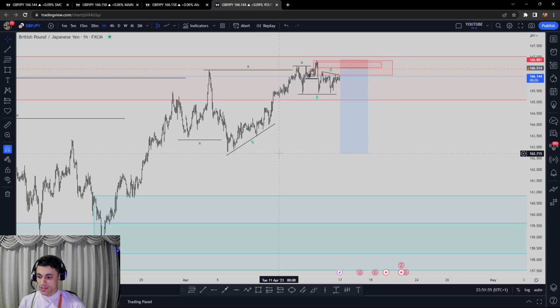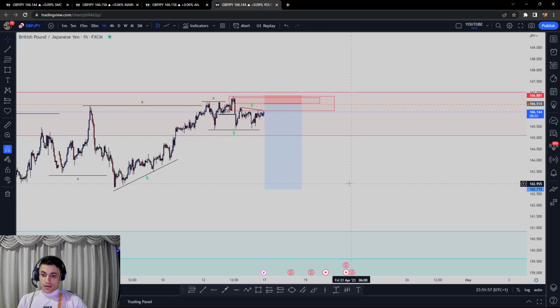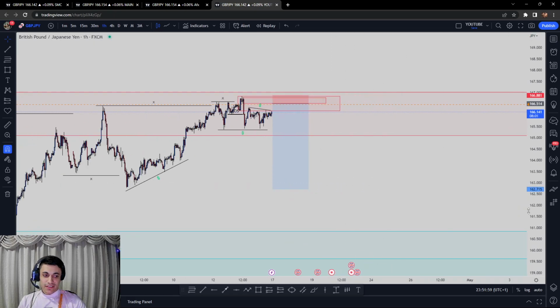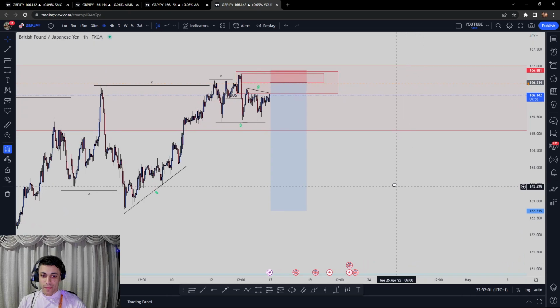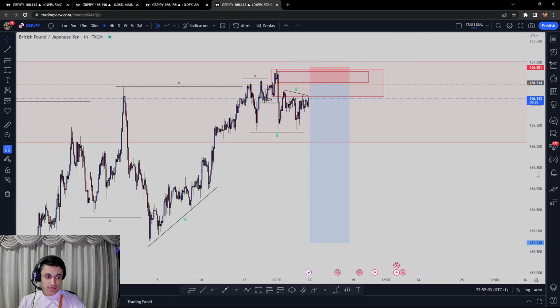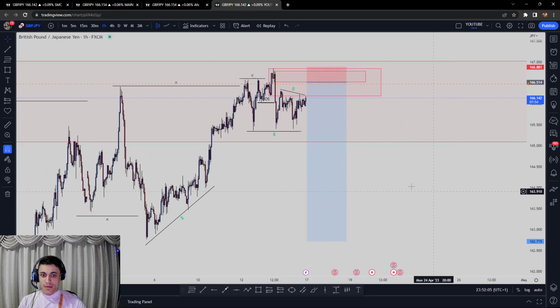So yeah, that's the trade. That's the trade for you guys. You can take a screenshot, you can save it, you can do whatever you want, but this is how we break it down as a smart money concept trader.